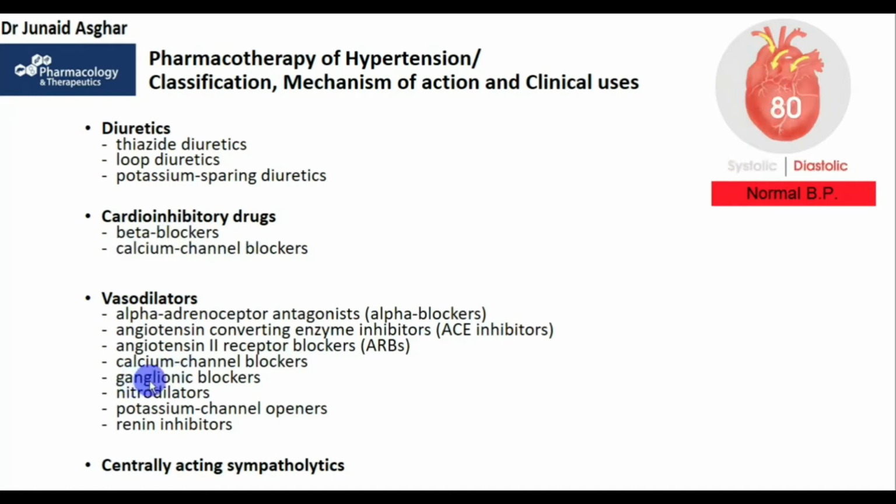In the vasodilator group, then we have ganglionic blockers, nitrodilators, potassium channel openers, and renin inhibitors. And finally, we will have a look at the centrally acting sympatholytics. So let's jump straight in.